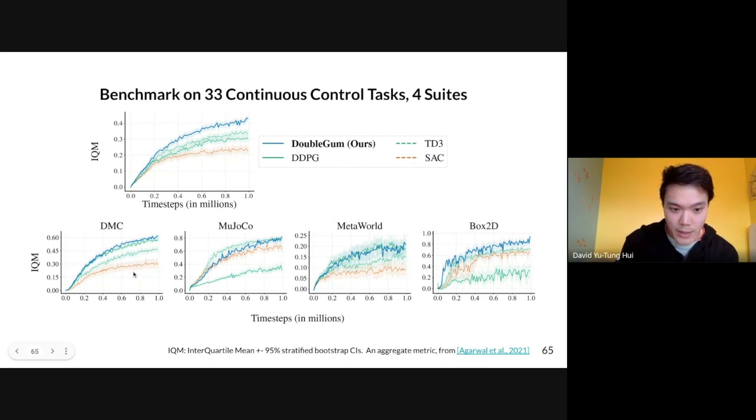And what we see is that for each of these algorithms in the baseline, there is usually a suite that the algorithm doesn't perform well in. So say DDPG doesn't perform very well in MuJoCo, but it performs really well in DeepMind Control and MetaWorld. Soft actor critic performs really well in MuJoCo, but it doesn't perform very well in DeepMind Control. And TD3 performs equally well on all 4 suites, but not to the same extent that DoubleGum does, as shown by the aggregate performance over all 33 tasks.